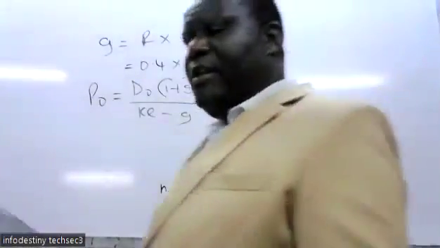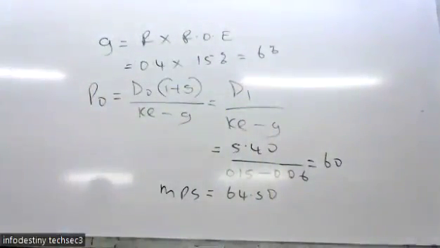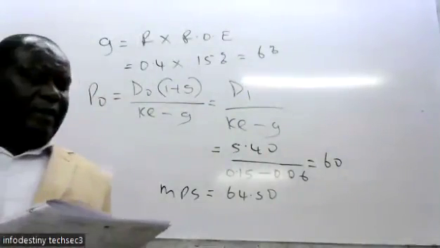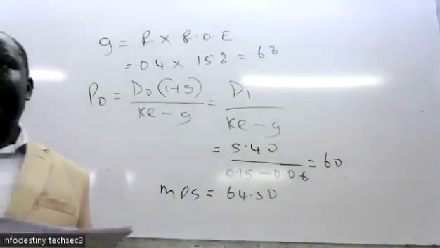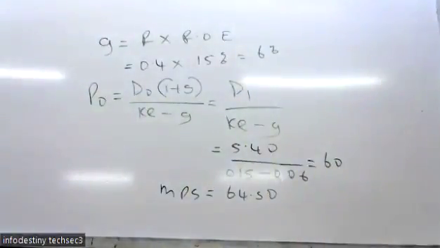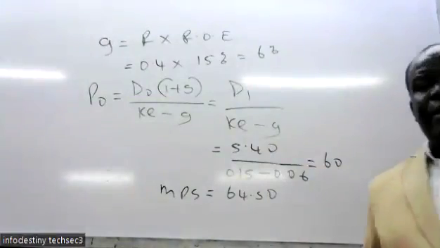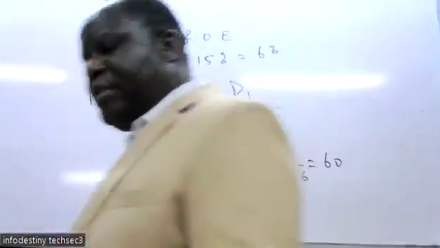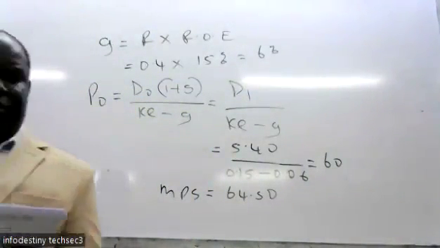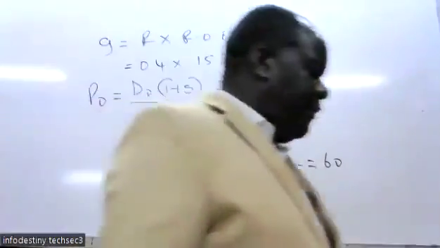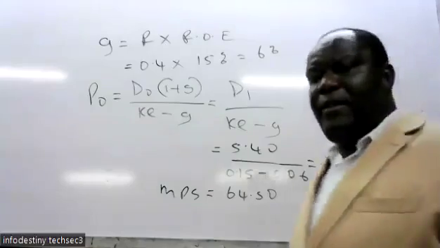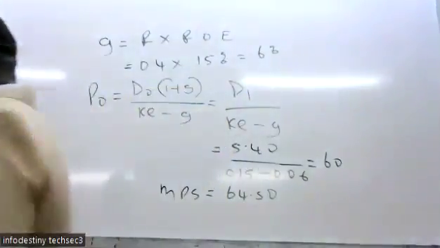They are saying that earning per share and dividend per share for Maraba Limited over the last 5 years are provided below. You can see the years 2013, 2014, 2015, 2016, and also 2017. So there is dividend per share and also earning per share.